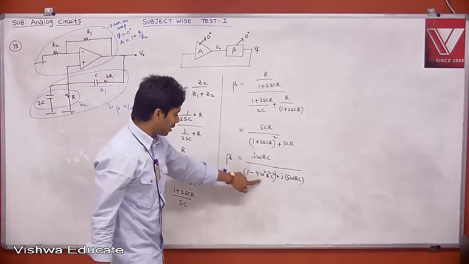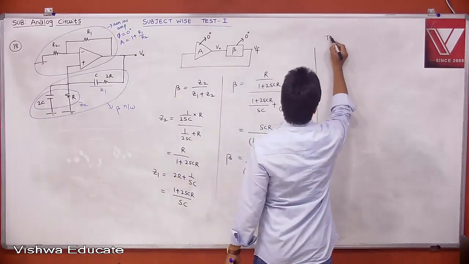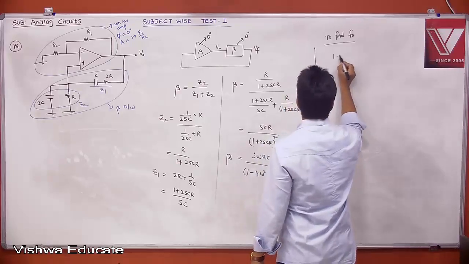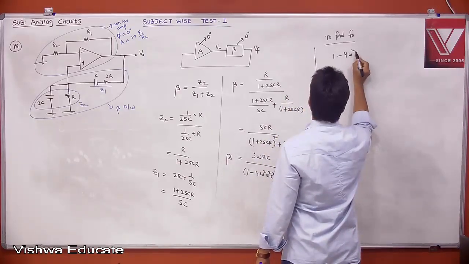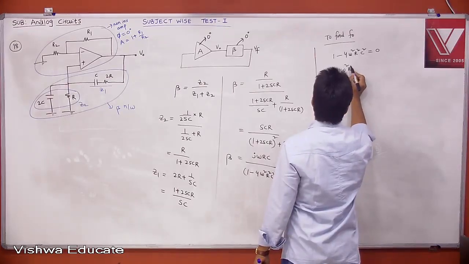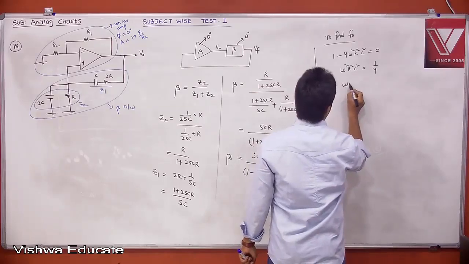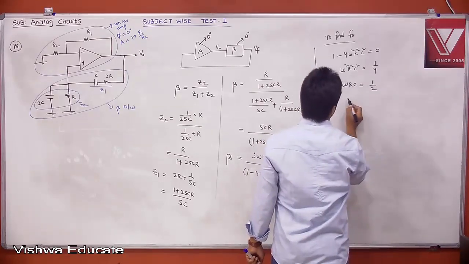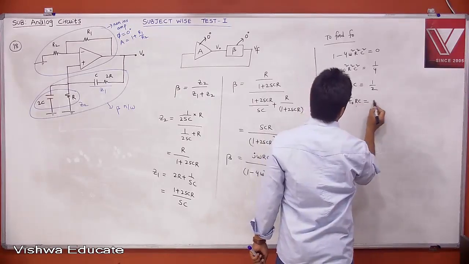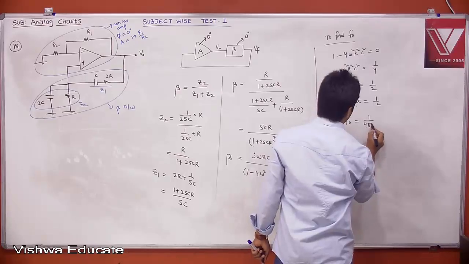That is true only when the real part is 0, then j will be cancelled. Therefore, to find F0, what is F0? Condition: 1 minus 4 omega square R square C square is equal to 0. Then omega square R square C square is equal to 1 by 4. Then omega RC is equal to 1 by 2. Then 2 pi F0 into RC is equal to 1 by 2. Then F0 is equal to 1 by 4 pi RC.